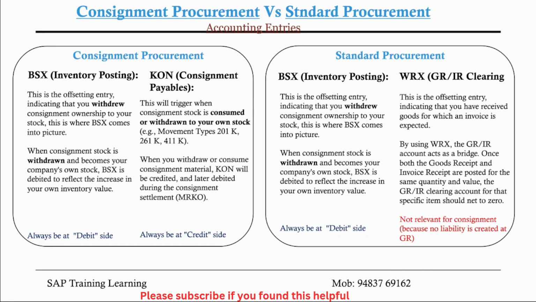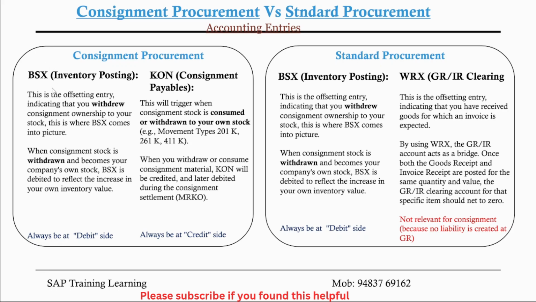Let's stick to this scenario and understand both the procurement types in the system and, with respect to these posting keys, how they are behaving. Now, in consignment procurement, when I do the 411K transaction, movement type 411K, my inventory is increasing because I'm changing the ownership from consignment to my own stock.